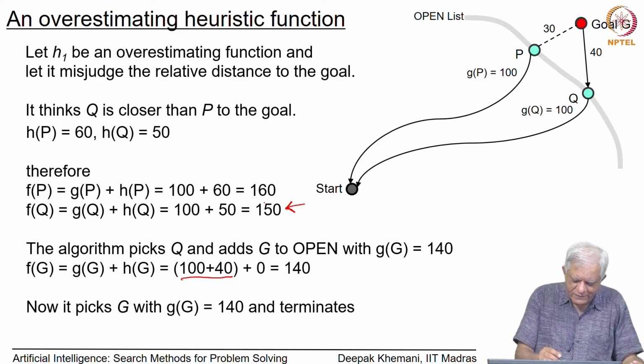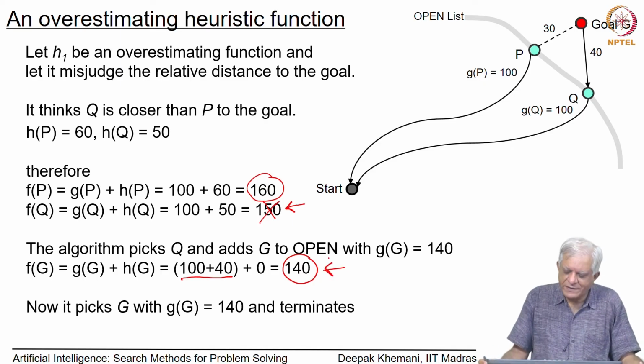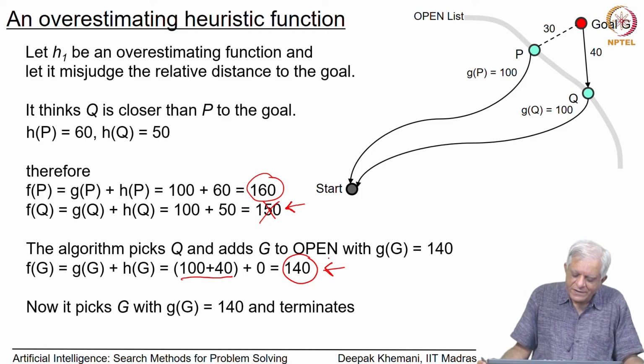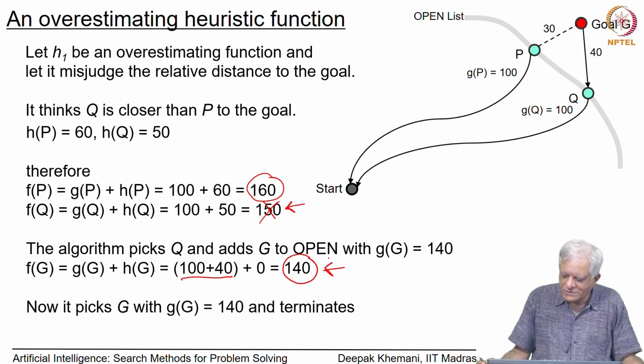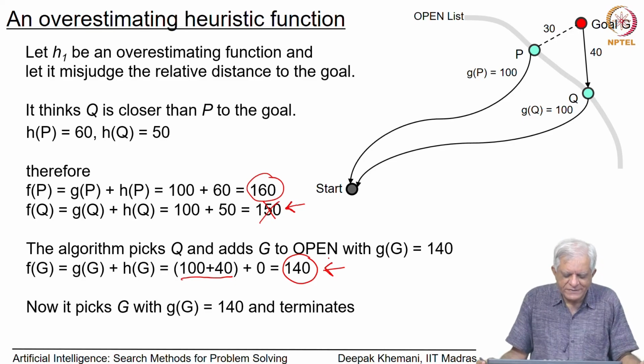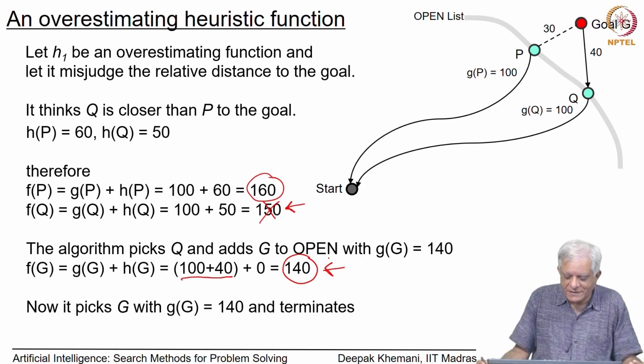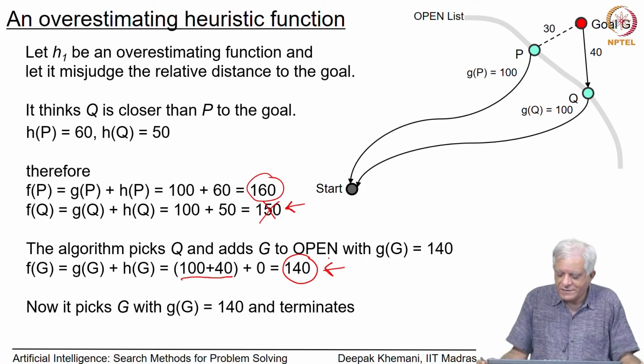Remember that 150 has already gone from open. So, we are left with two nodes, 160 and 140, and between them 140 is cheaper. So, now the algorithm picks the node G, and as stated in the algorithm, when it picks the node G, it terminates. It has found a path to the goal and it reports that path back. So, clearly we can see here that an overestimating function could make A star terminate with a path to the goal which is non optimal.